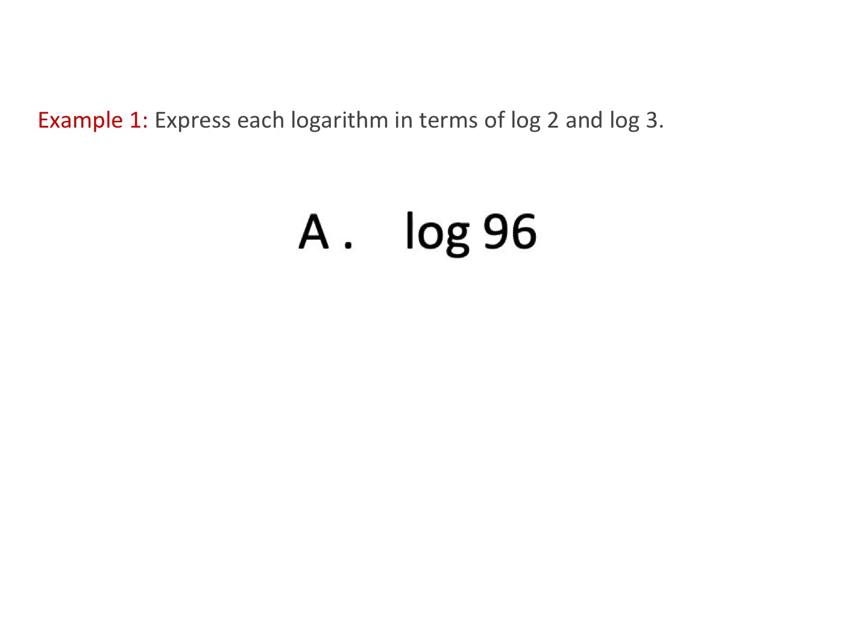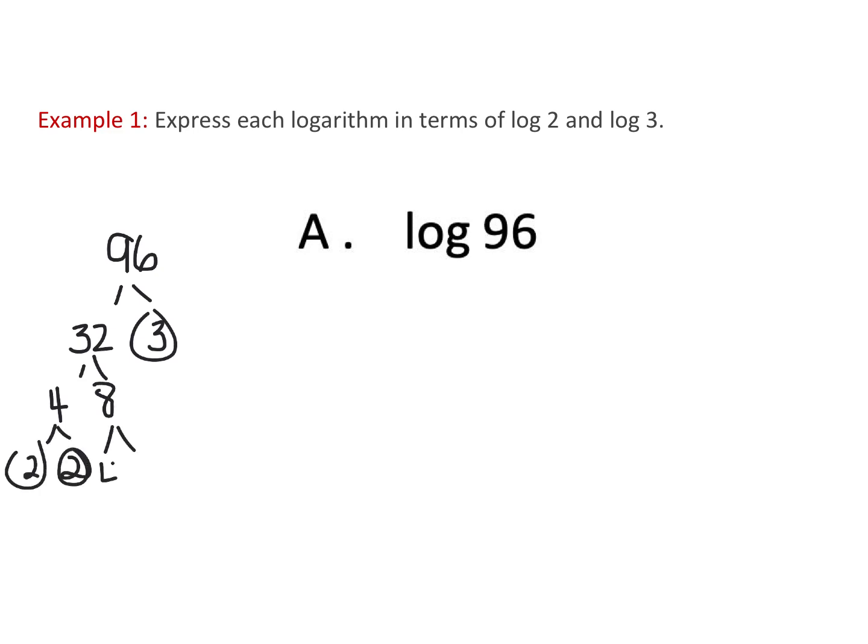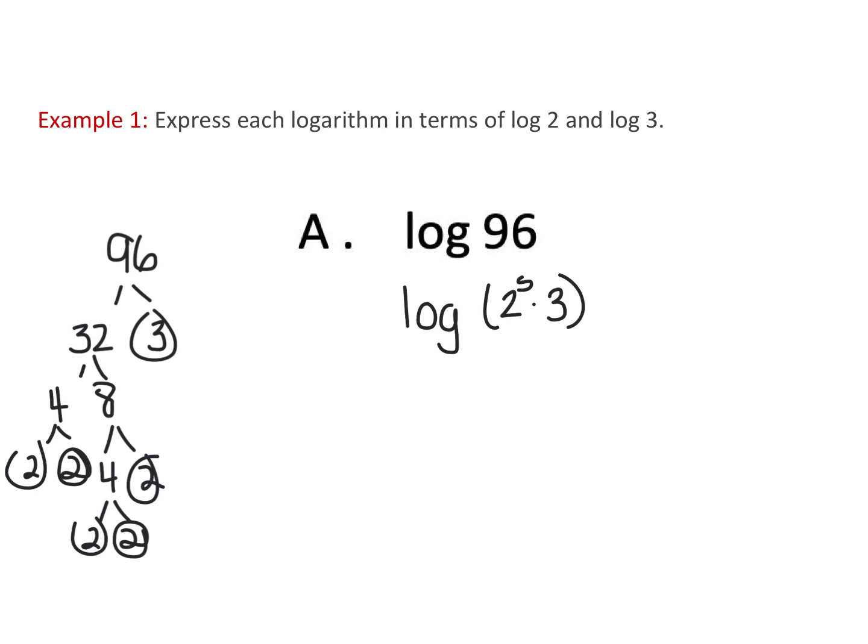So let's try to use these properties to follow the directions on your screen. It says express each log in terms of log 2 and log 3. So to even attempt this, I'm going to break down 96 into primes so that I can see, well, 2 and 3 are primes, so I want to see what this breaks into. You do enough of these, you'll be able to do some of them in your head. I get 2 to the 5th times 3. So I'm going to rewrite my argument here as 2 to the 5th times 3. And now I'm going to separate using my rules.